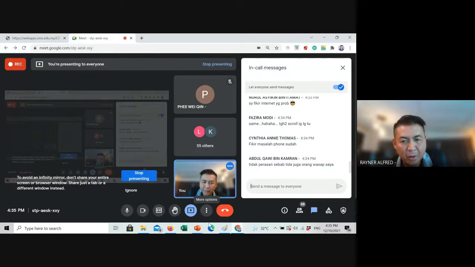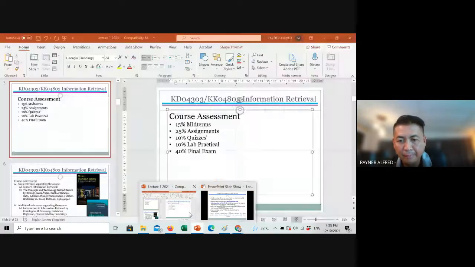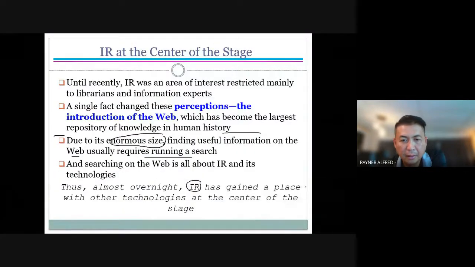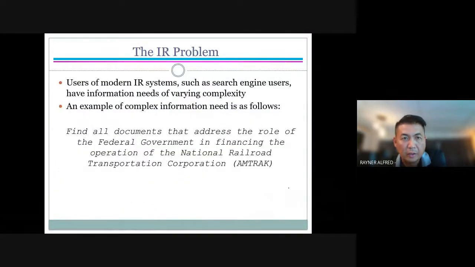Okay. So I go back to my slide. So for example, if I give you this question: find all documents that address the role of the federal government in financing the operation of National Railroad Transportation Corporation, Amtrak. So what is the key concept here? What is the key concept here?